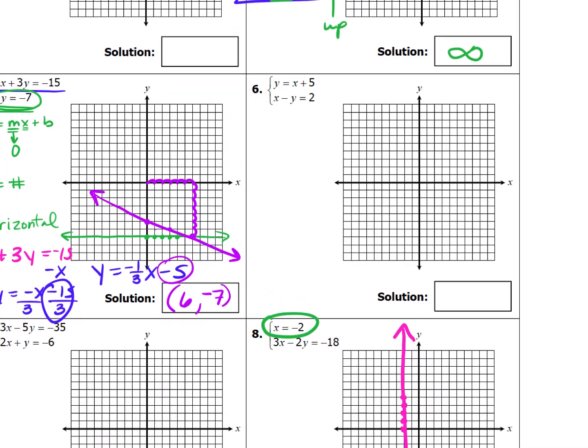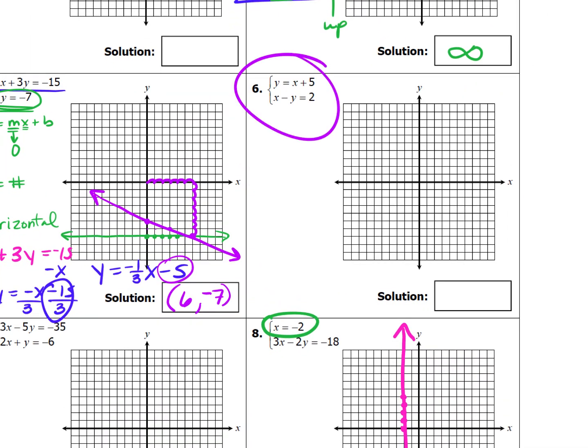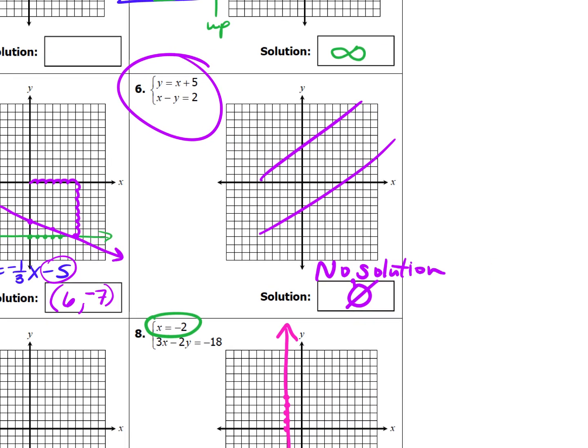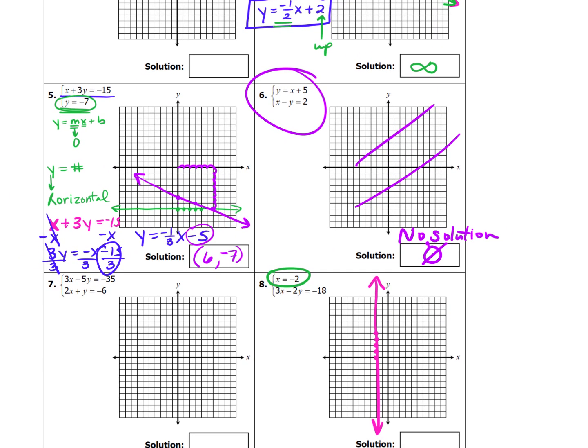Okay. I'm not going to make you graph this one right now because you've graphed a lot, but I will tell you that this one ends up looking like that. Those are not the right lines, but something like that. What's your solution? No solution, right? They never meet. So if they never meet, it is no solution. You may write it like that, or you may write it like this. But either way, if they never meet, there is no solution.